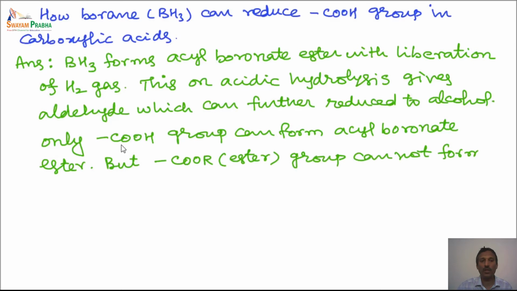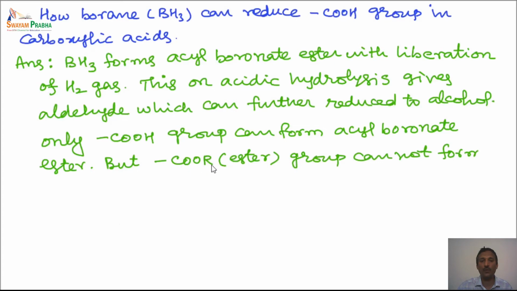That means only the carboxylic acid group can form the acyl boronate ester. You can assume like this, because the carboxylic acid is the acid group and the borane BH3 acts like an alcohol. You can assume like that. So in that case, H and this hydrogen both are removed to form the corresponding acyl boronate esters.